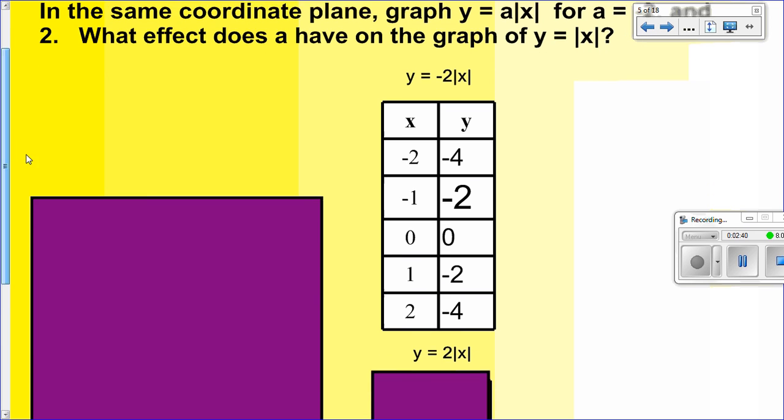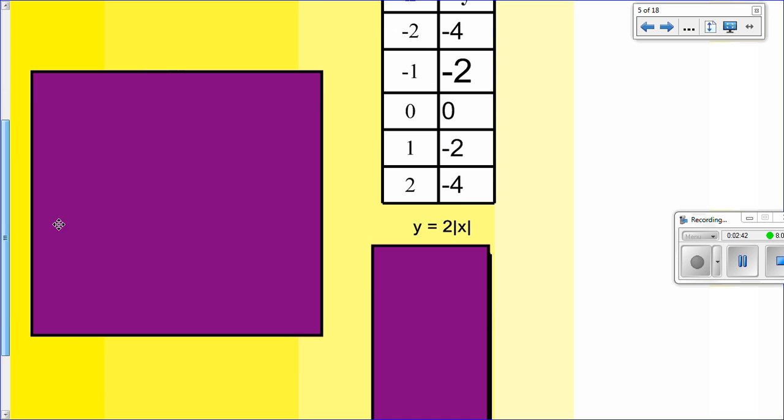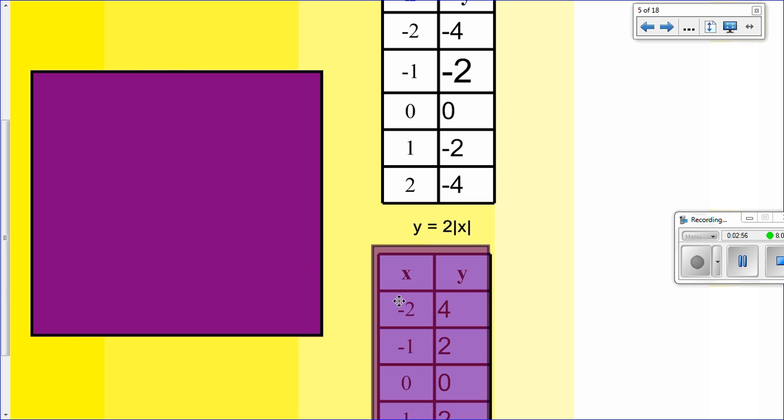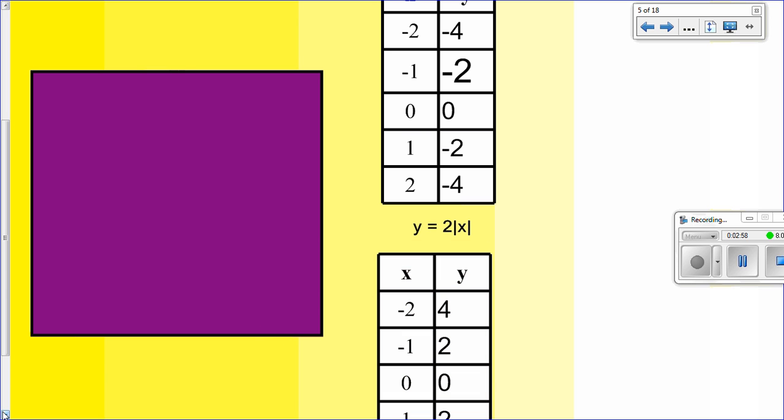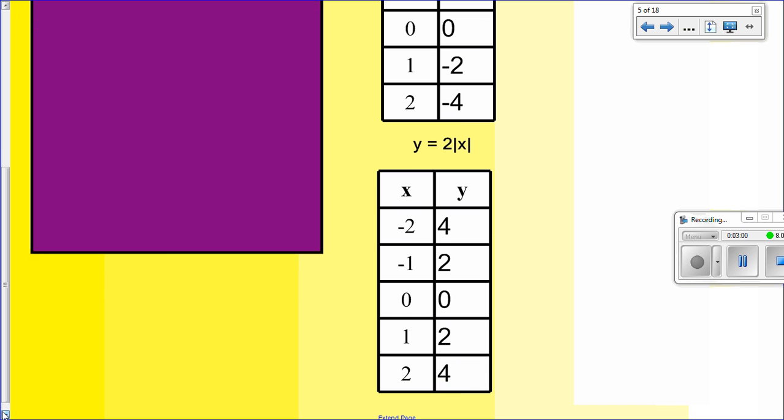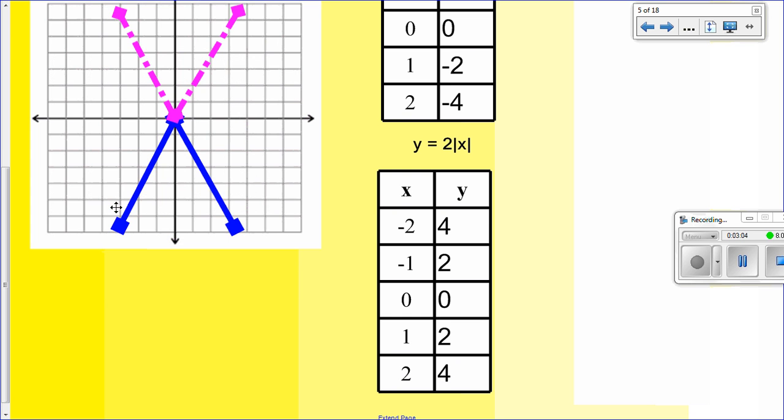Now you're going to make another chart, and this time you're going to say y is equal to 2 times the absolute value of x. Again, you want to use the same values. Make another chart, pause the tape, and graph it. Come back and check and see what you got. Here's your value of answers for your chart. And here's what the graph looks like.